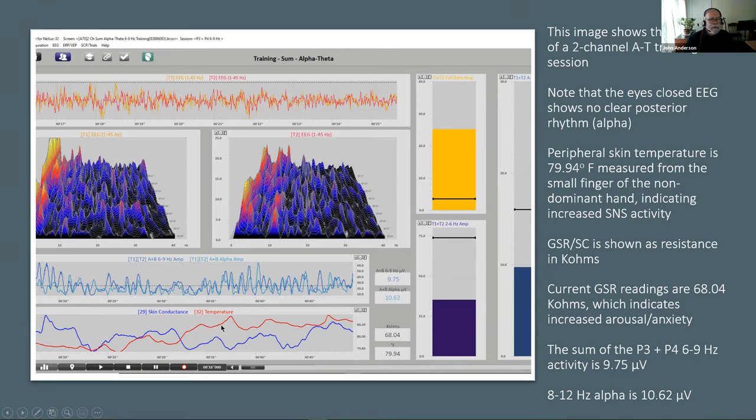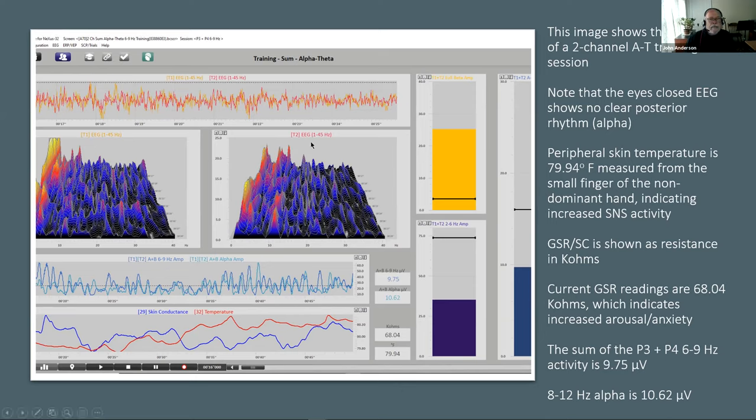And her temperature is kind of cold. Her skin temperature, measured from the small finger of the non-dominant hand, is 79, basically 80 degrees. That's pretty cold. Your skin temperature should be about 90 degrees or above, and hers is about 80. Also, we're measuring skin resistance, which is sweat gland activity, galvanic skin response, if you like. In this case, it's measured as resistance rather than conductance. So higher is drier. The higher the number, the more relaxed the person is, the calmer the autonomic nervous system.